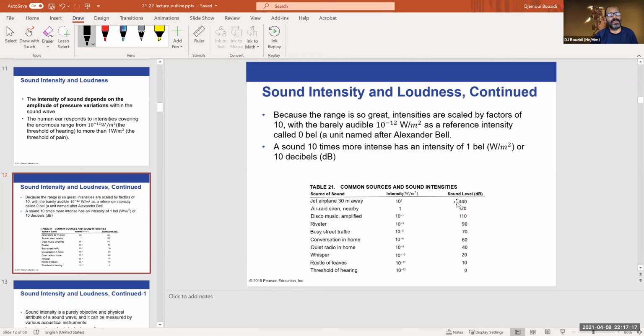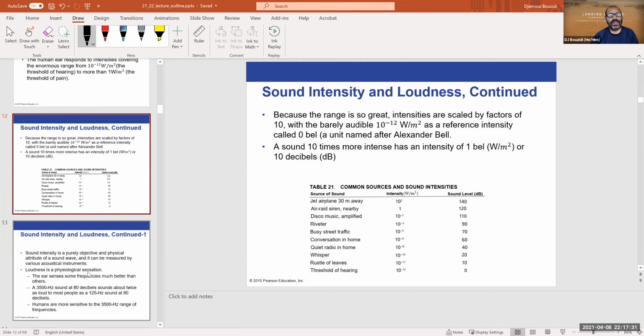For example, it's like the temperature. If the temperature is 78, you know it's comfortable. If the temperature is 102, you know it's not comfortable. That's the same thing. Okay? So this is the advantage of using this scale for the intensity.